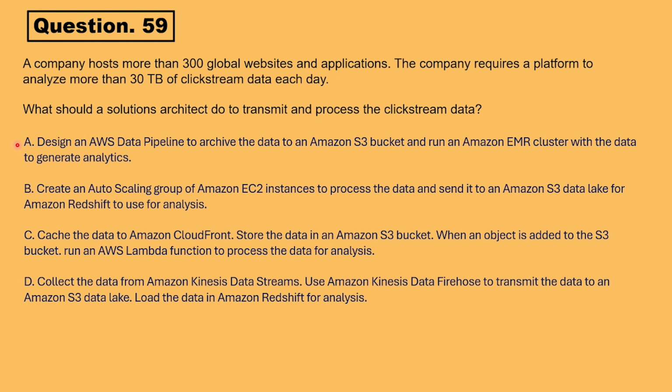Okay, now let me reveal the correct answer. Correct answer here will be option D. Collect the data from Amazon Kinesis data stream. Use Amazon Kinesis Data Firehose to transmit the data to an Amazon S3 data lake. Load the data in Amazon Redshift for analysis. This is because Kinesis Data Firehose is the most suitable for streaming data and Redshift is more suitable for large data sets. So option D is correct.